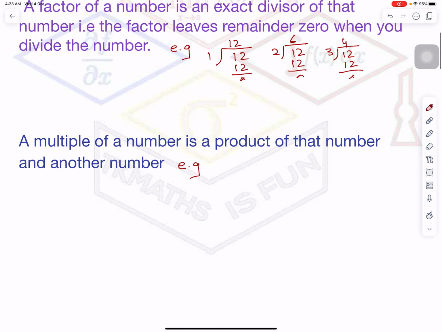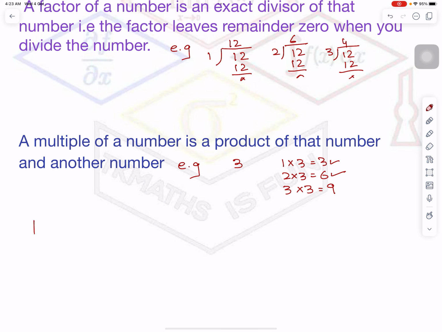And what are multiples? For example, if I talk about multiples of 3, 1 times 3 is 3, 2 times 3 is 6. So these are multiples of 3. When you multiply the number by another number, the answer you get is called a multiple of that number. This is what we understood in the last video.